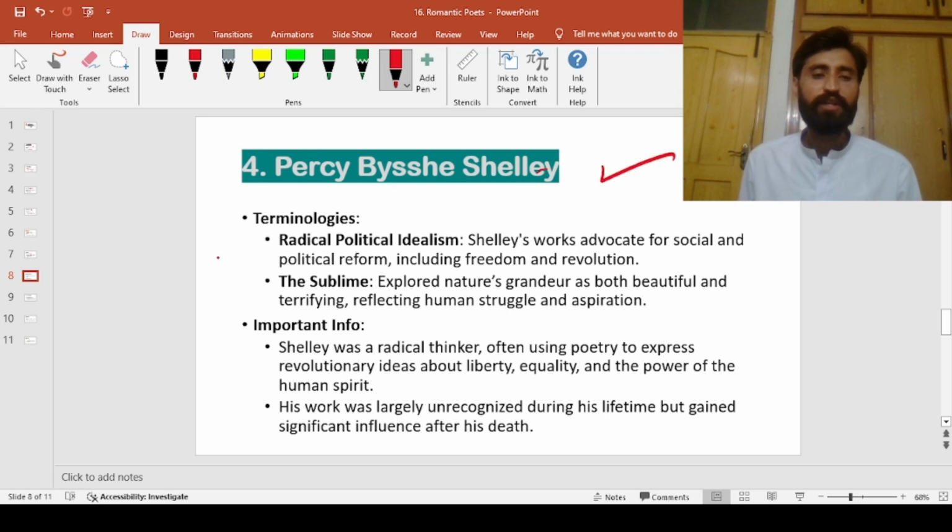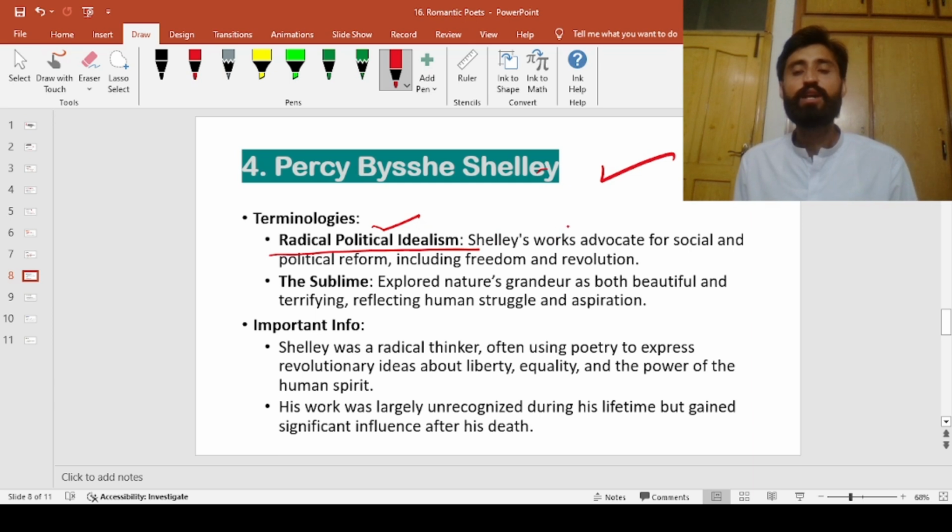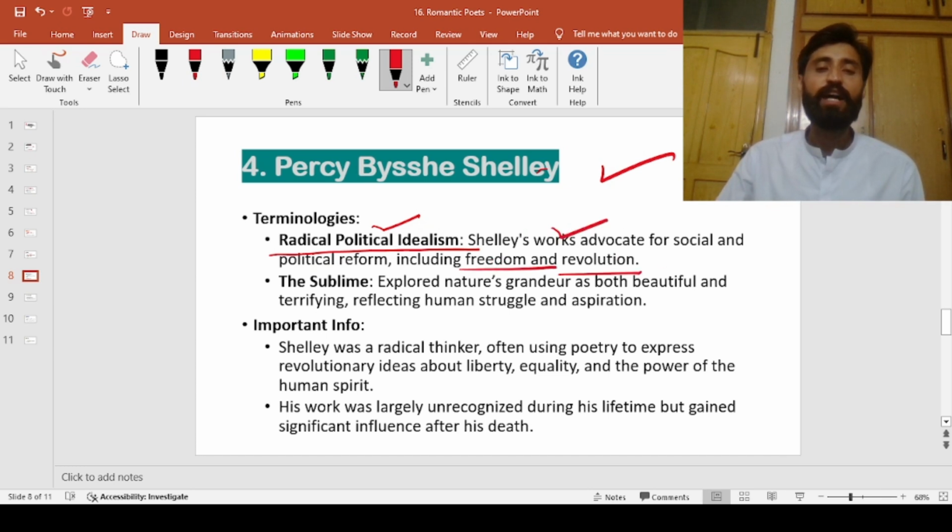Now let's talk about it. Radical political idealism. So that is the thing we need to know. His works advocate for societal and political reform including freedom and revolution. So when we are studying Percy Bysshe Shelley, we get to know that he is more into radical political idealism, और उनके काम में हमें सोशल और पॉलिटिकल रिफॉर्म्स जिसमें फ्रीडम और रेवोल्यूशन जो है वो सबसे ज़्यादा इम्पोर्टेंट शो होते हैं हमारे पास.